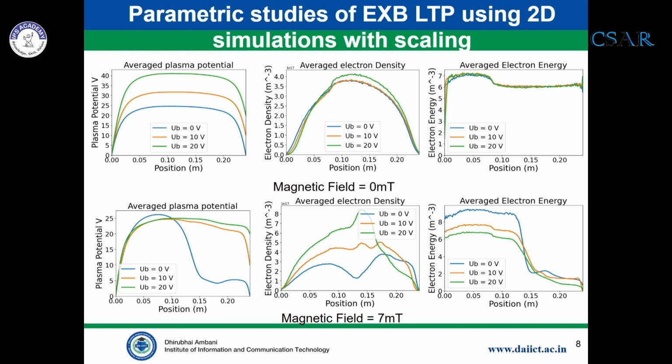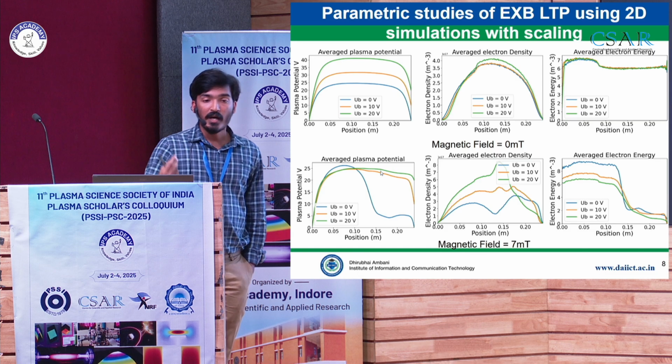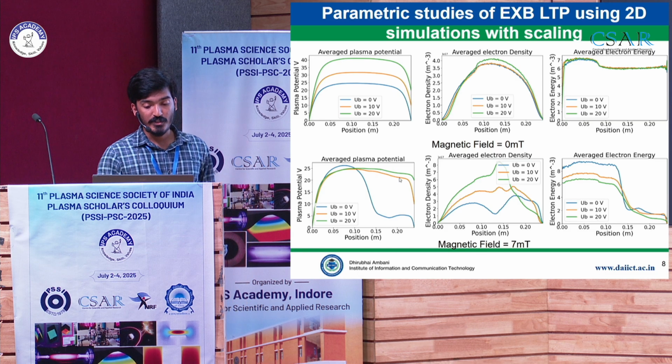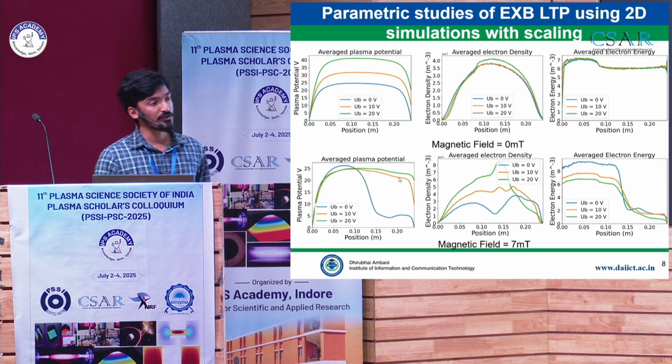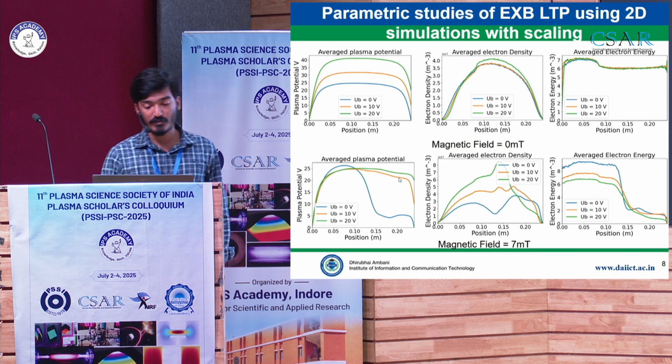So what happens when you apply a magnetic field of 7 millitesla? You see that for a 0 volt bias, you have a sudden drop in the potential. But what happens to the other two cases where you have a positive bias of 10 volt and 20 volt? You see that they both are lying almost on top of each other. Now the gradient of the potential will reduce, which in effect will reduce the plasma transport across the magnetic filter, and that effect is seen here.